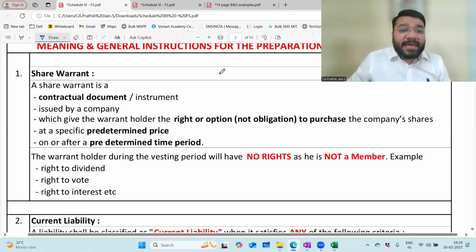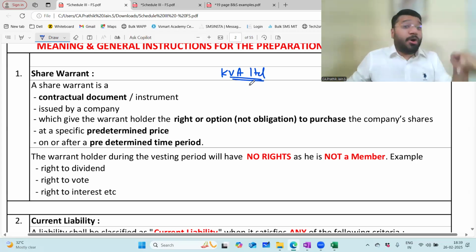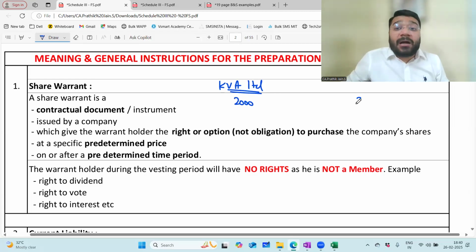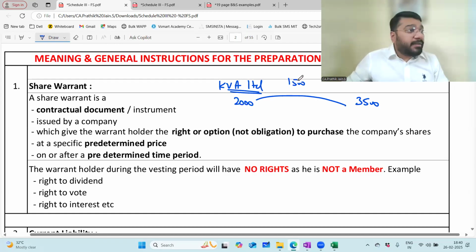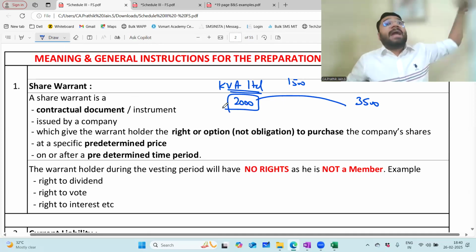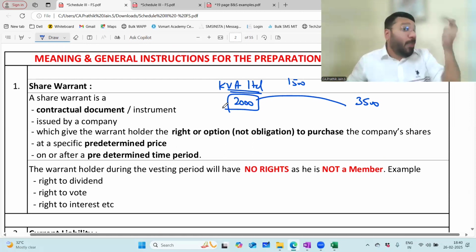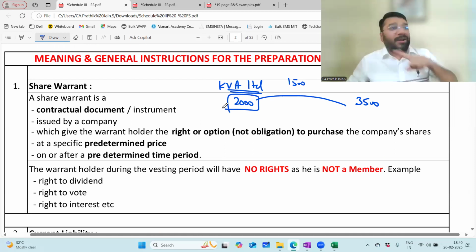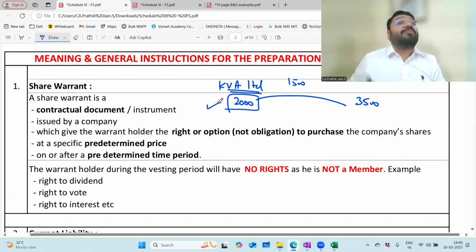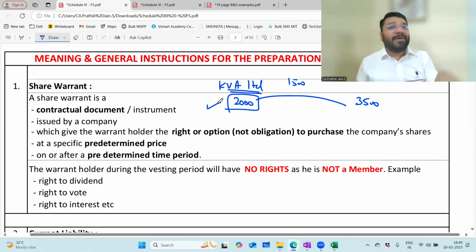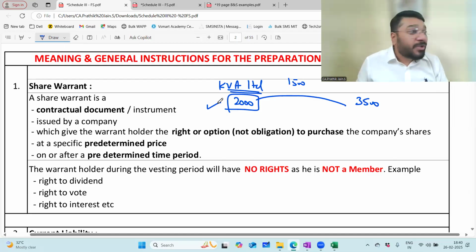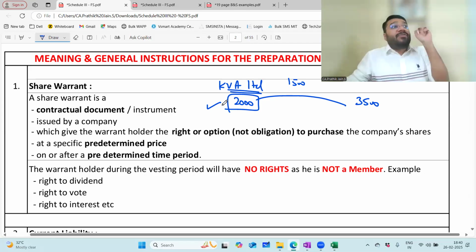Let's suppose Kalpavriksha Academy Limited's share price in the stock market now is 2,000 rupees. After 5 years, you're speculating that it will become 3,500. So how much increase is there? 1,500. Correct? If I give these shares at the same 2,000 rupees, then you will not buy from me, no? You'll buy from the share market. Because if you buy from me, you're getting only a warrant. Warrant means you're not a member. If you're not a member, no dividend, no voting right. But at the same 2,000 rupees, if you buy from the stock market, you become a member, you get dividend, you get voting right.